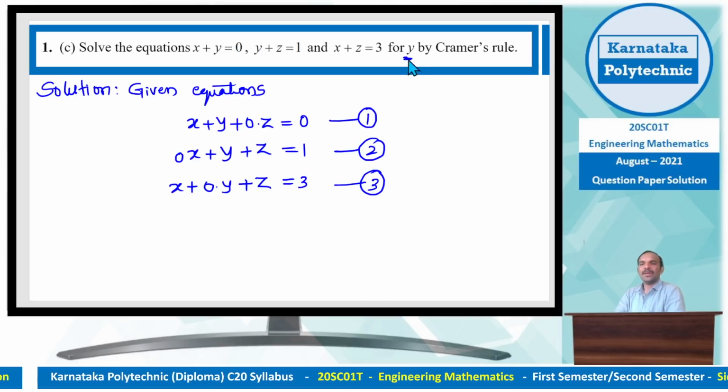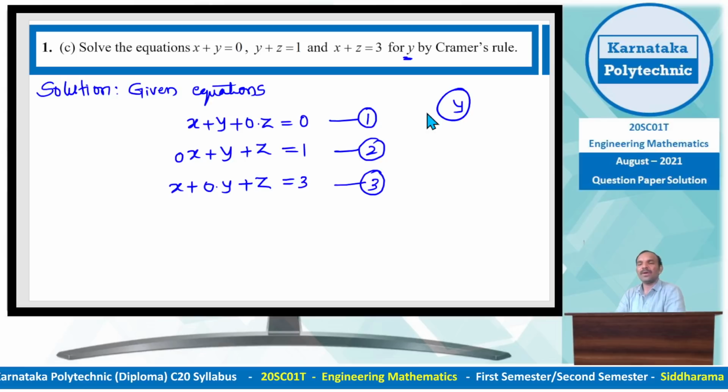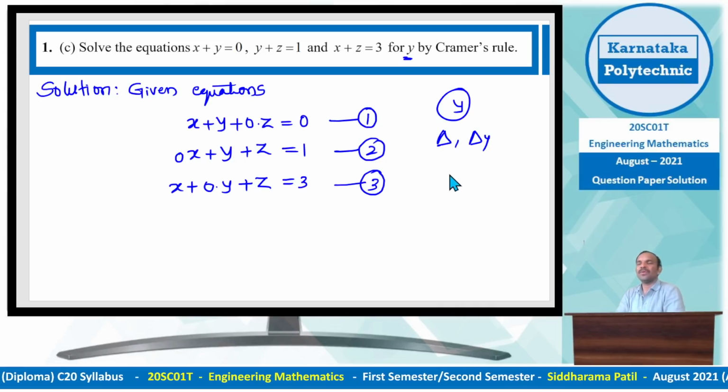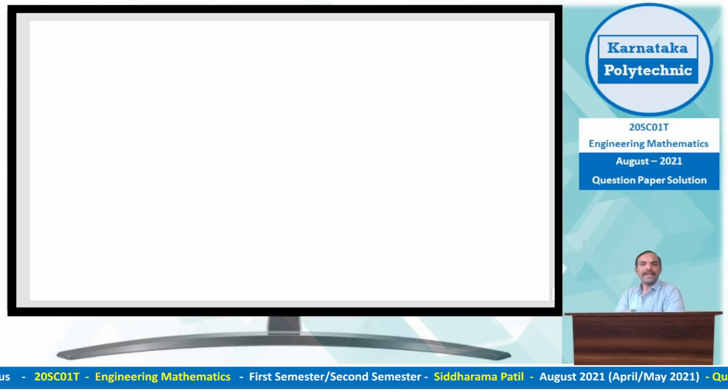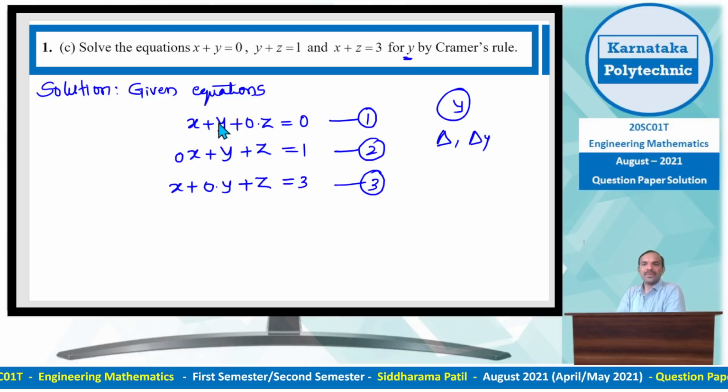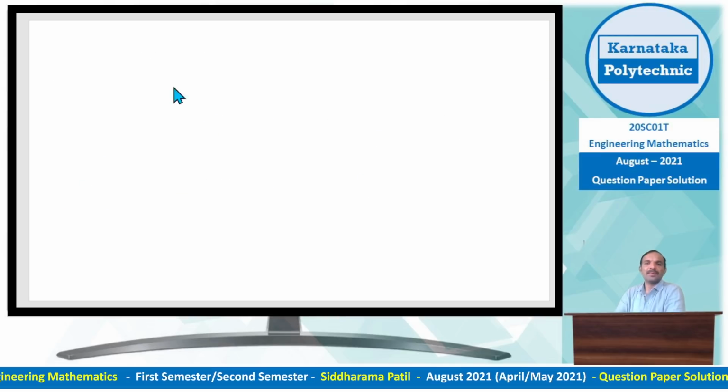Now in the question we only have to solve for y. This means you have to find delta and delta y. Only two terms you have to find out, delta and delta y. Now, to find delta, take the determinant of the x coefficients, y coefficients and z coefficients.